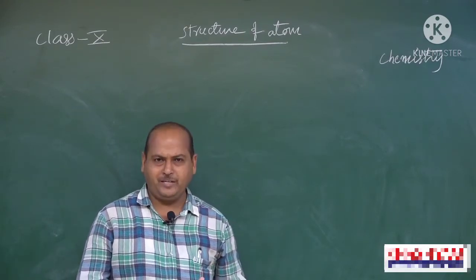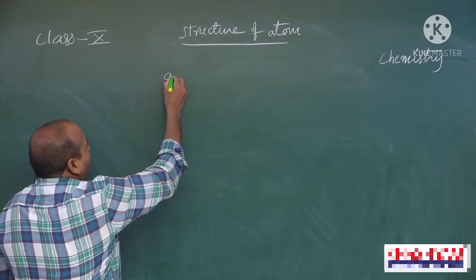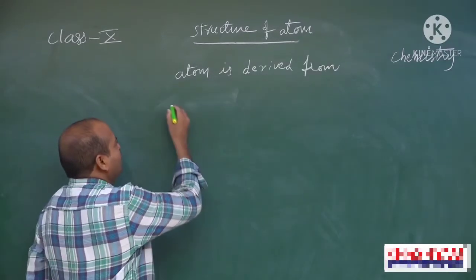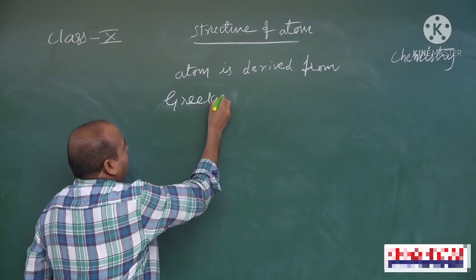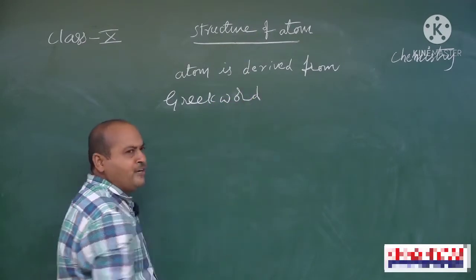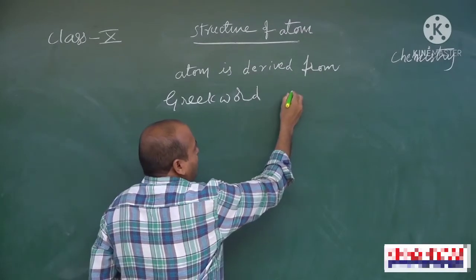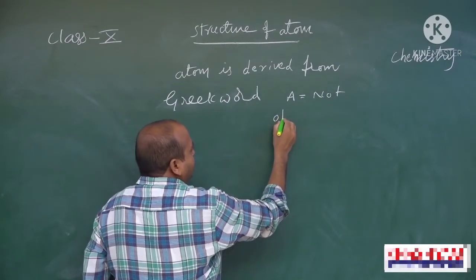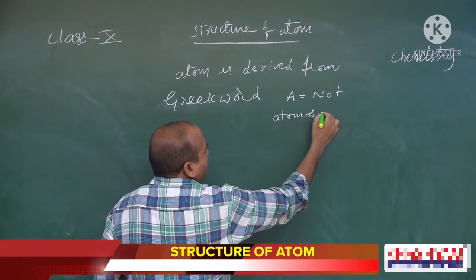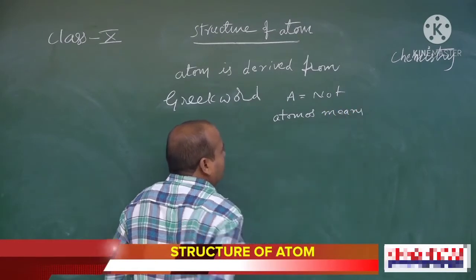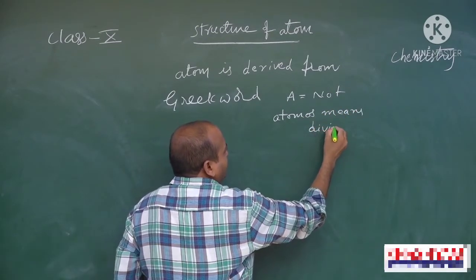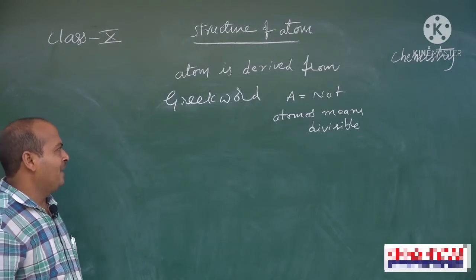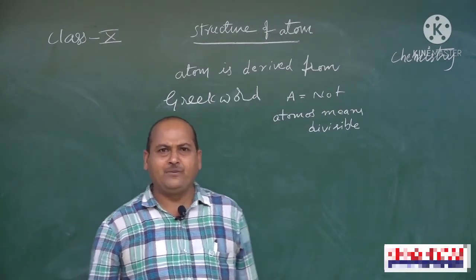According to Dalton's theory, the word atom is derived from a Greek word, atomos, where A means not and tomos means divisible. So atom means not divisible, or indivisible.